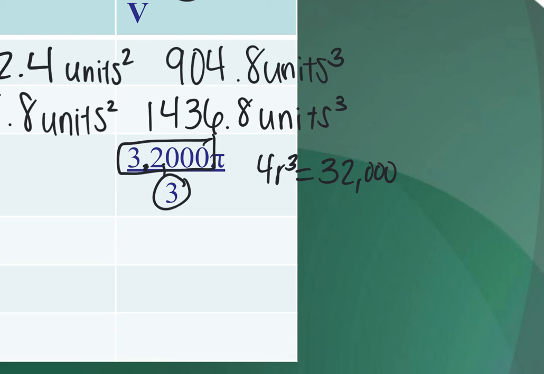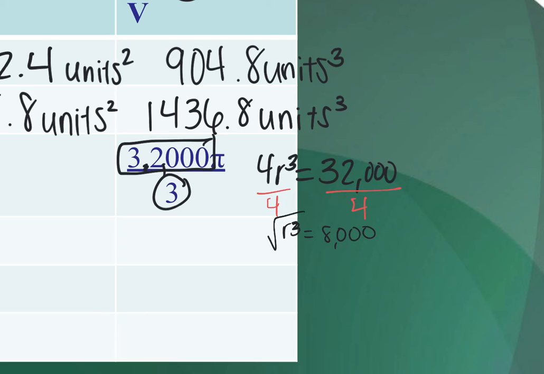How could we solve this for the radius? Zoe, what would you do? Excellent. Divide by 4. So let's do 32,000 divided by 4. You should get that it's 8,000. And then what could we do? Square root. Ah, no, because it's cubed. So instead of the square root, we take what's called the cube root, okay?